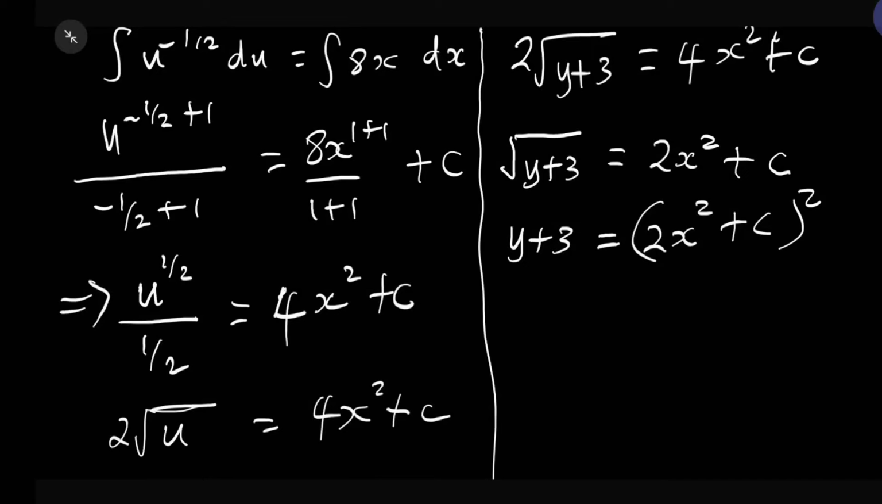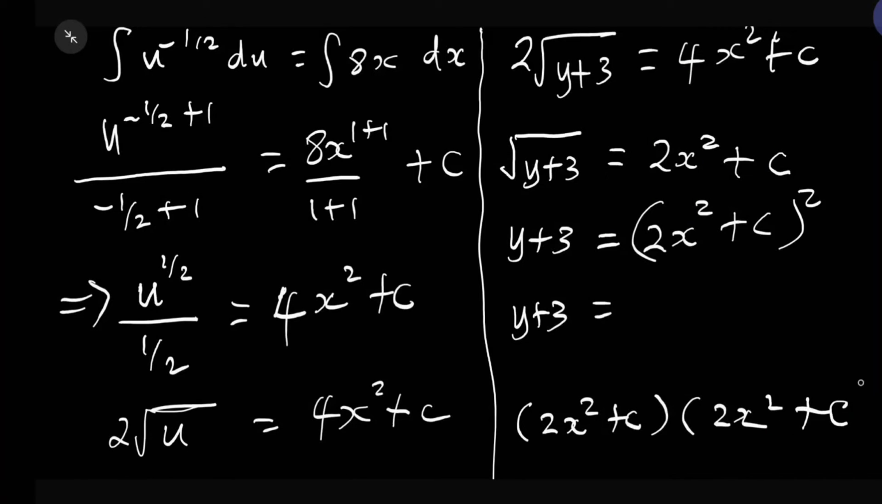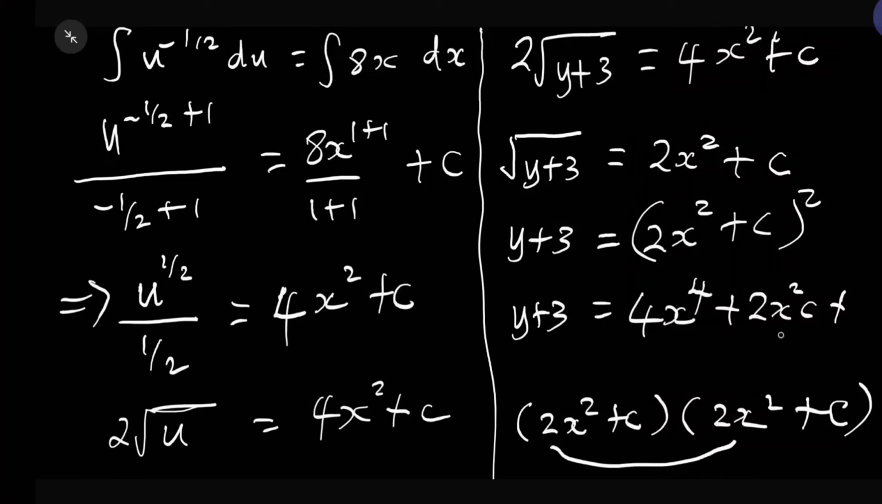Everything squares. So to expand, this is y plus 3. If you expand this, it is just like saying 2x squared plus c times 2x squared plus c. So 2x squared times 2x squared would give you 4x raised to power 4. Then 2x squared times c, let me write this down: 2x squared c plus c times 2x squared, plus c times c, which is c squared.